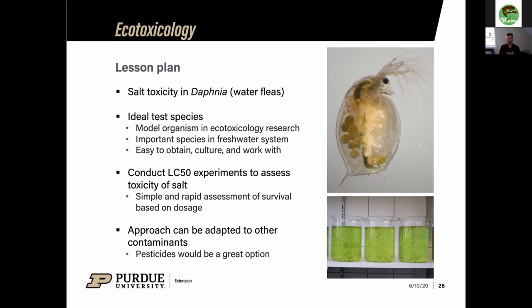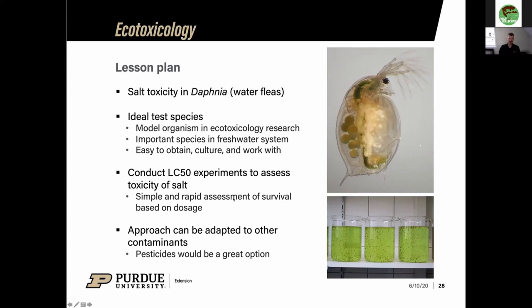But they're also a really ideal test organism in ecotoxicology. We use these as a model system to test contaminants in a variety of ways. And importantly, they're easy to obtain. So you can order them, or you can go to natural ponds and wetlands and collect them. They're easy to culture, and they're very easy to work with given their small size.